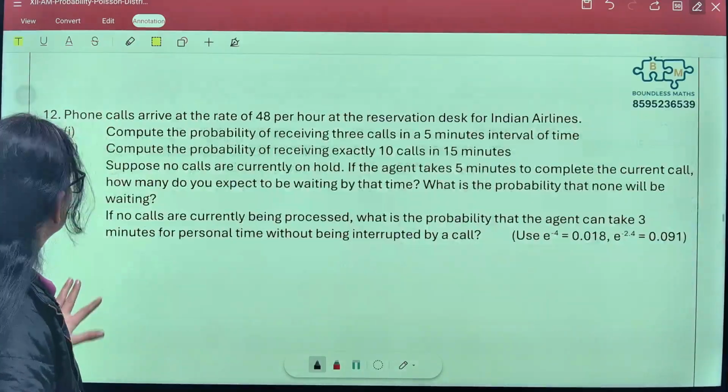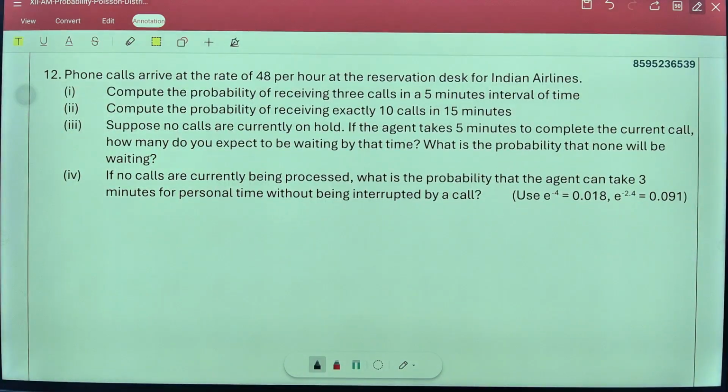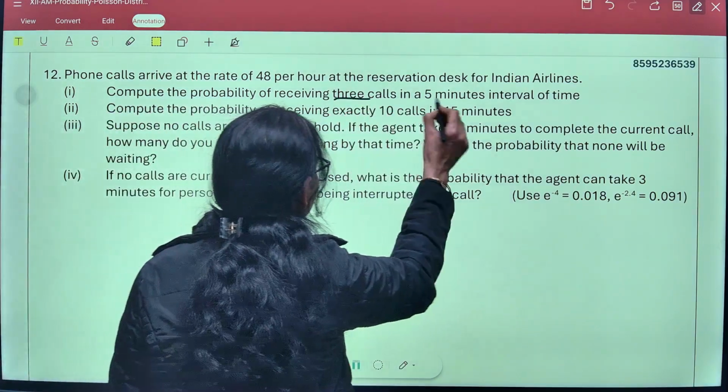Okay, so let's move to the next question. Phone calls arrive at the rate of 48 per hour at the reservation desk for Indian Airlines. Calculate the probability of receiving 3 calls in a 5 minute interval.